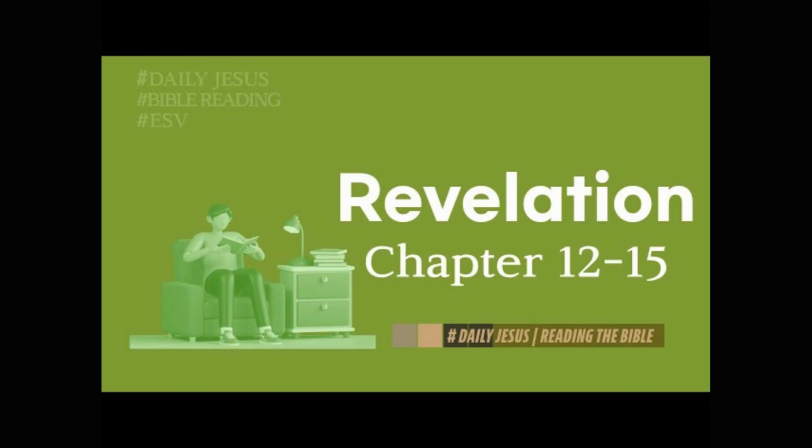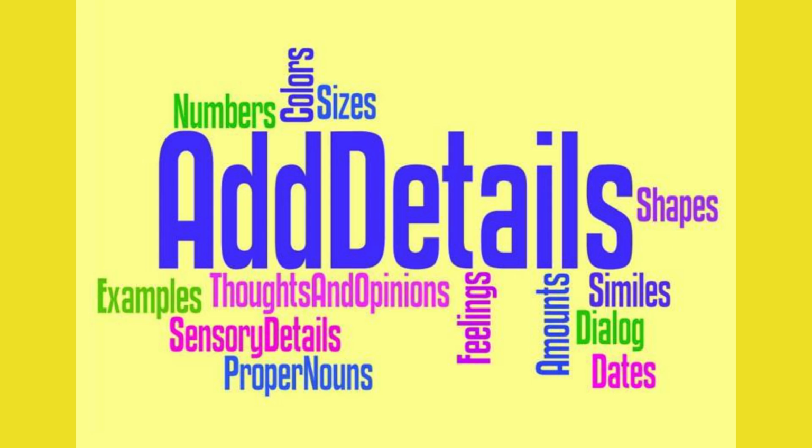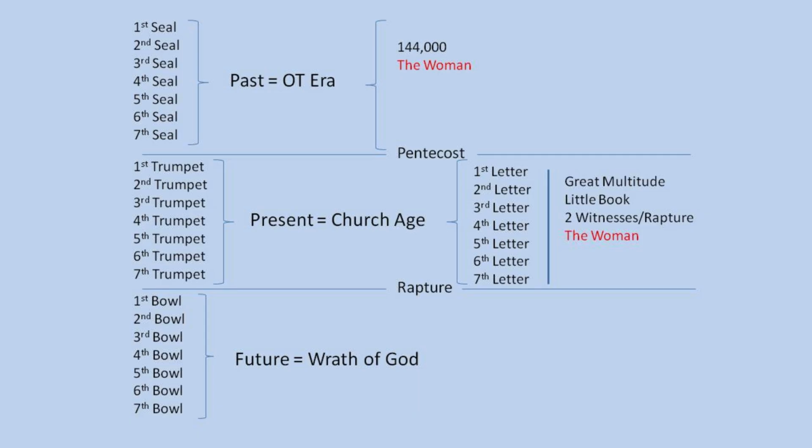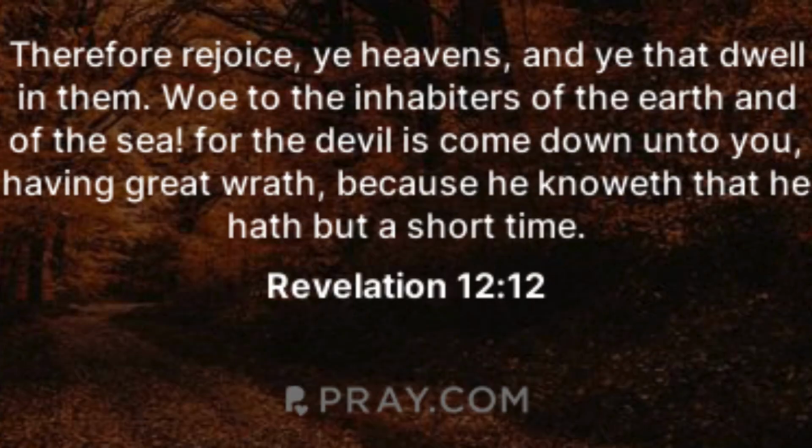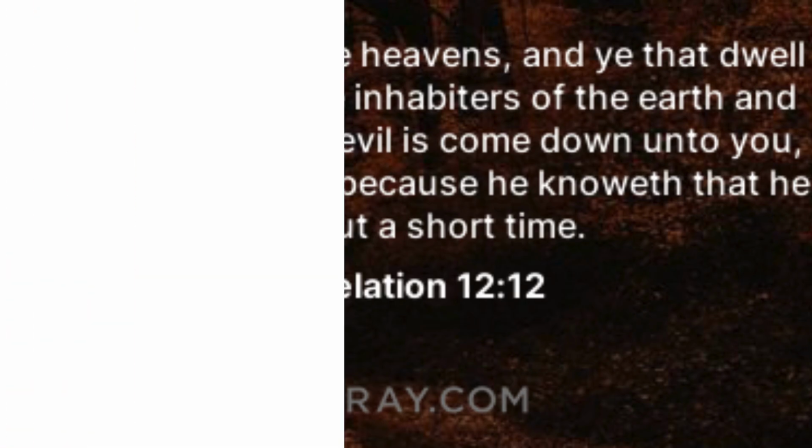Chapters 12 through 15 fall in between the trumpets and the bowls. This means they are supplemental to the past and or present, but they do not relate to the future because the 7 bowls have not started yet. In chapter 12, I have the woman. I placed her in the past and the present because she births the Messiah, the man-child, which is the first advent of Christ. However, at the end of the chapter, there is a war on earth with her seed and those who have the testimony of Jesus Christ, which is the church.